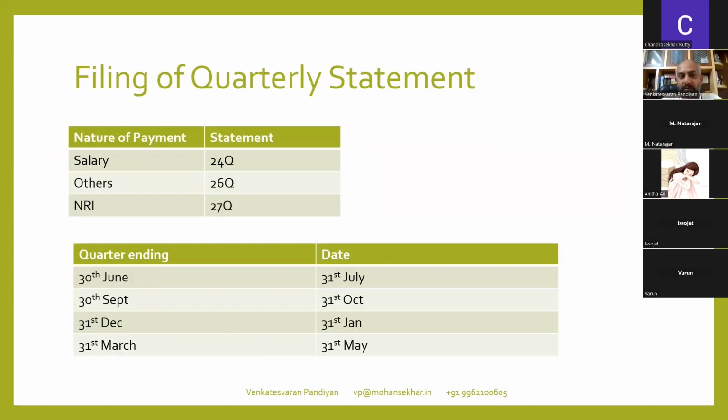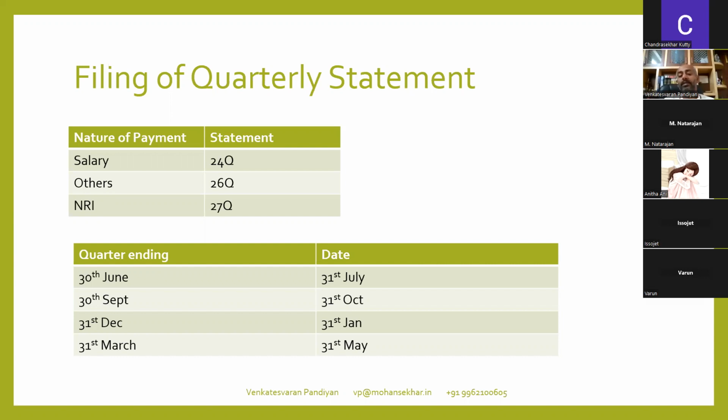Quarterly filing of statement. Every quarter you will file the statement, which is essentially a summary, rather details, of all the deductions that have been made, the name of the party from whom the deduction has been made, and the nature of payment. So that is filed quarterly. There are forms again. Salary is filed in a statement called 24Q. All other payments are in 26Q. When you make a payment to non-residents, it is 27Q.